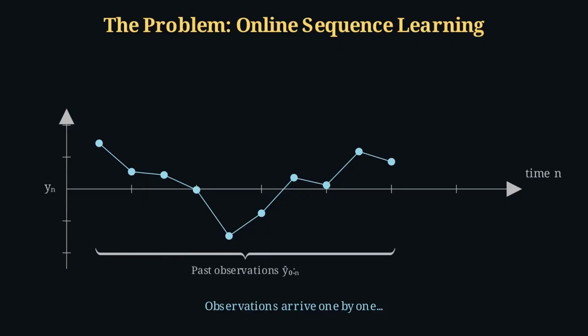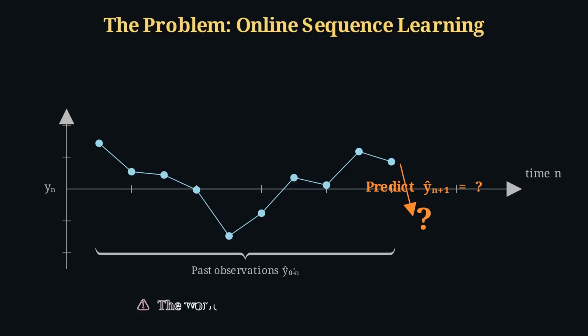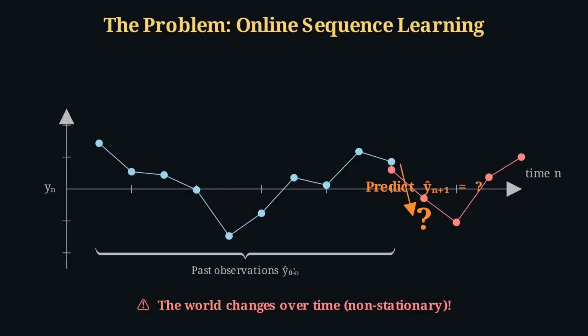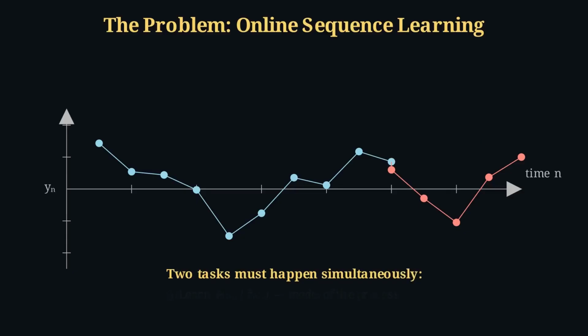Here we see a time series, a sequence of observations arriving one by one, shown as blue dots. After observing some data, the question is, what will the next value be? But there is a deeper challenge. The process generating this data is non-stationary. As shown by the red portion of the signal, the distribution of the data shifts over time. The model cannot simply be trained once and deployed, it must adapt continuously.